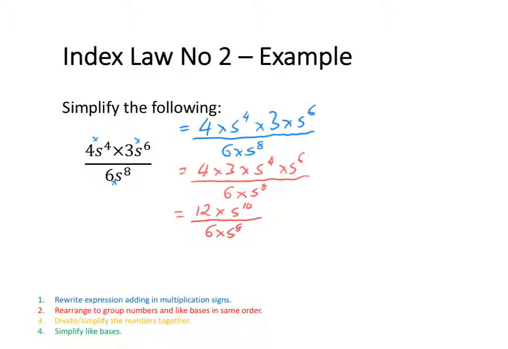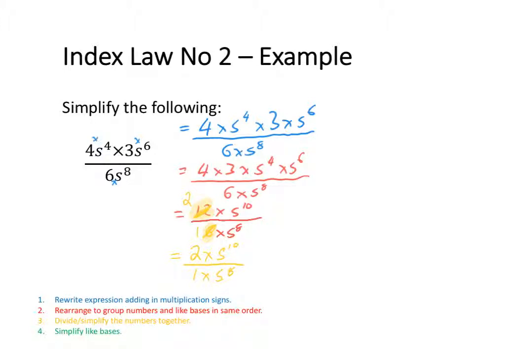The next step in simplifying is to divide or simplify the numbers in my numerator and denominator. In my numerator, I've got a 12, and in my denominator, I've got a 6. Both of those numbers are divisible by 6. So 12 divided by 6 is equal to 2, so I can cross the 12 out and replace it with a 2. And 6 divided by 6 is equal to 1, so I can cross the 6 out and replace it with a 1. So that is now equal to 2 times s to the power of 10 divided by 1 times s to the power of 8.